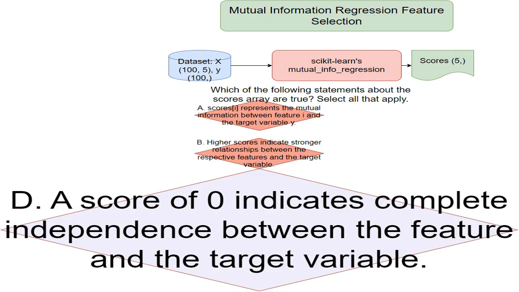A score of 0 means that the feature and the target variable are not related at all. They are statistically independent. It is like they're living in 2 separate worlds.